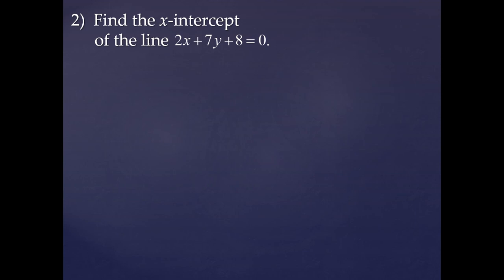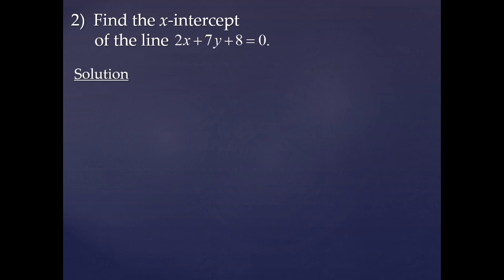So how about this one? Find the x-intercept of the line 2x plus 7y plus 8 equals 0. This is an example of a line that we're going to be tackling today. Notice how it's not in y equals mx plus b. It's actually a little bit of a weirder form. We call it standard form.